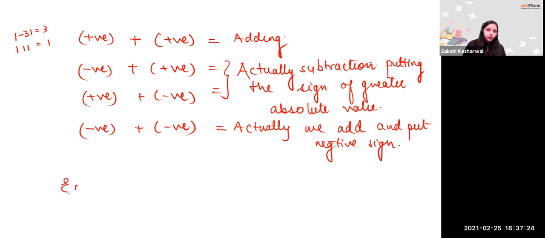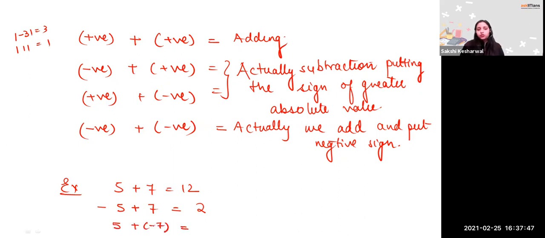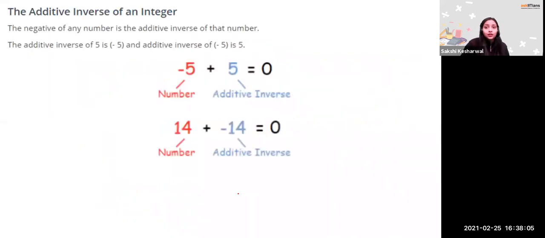So if I give you an example like 5 plus 7, your answer is what, beta? 12. Now if I write -5 plus 7, you will be subtracting and putting the sign of the greater absolute value. So this will be 2, positive. If I write 5 plus -7, you subtract and put the greater negative value's sign, so it equals -2. But if I say -5 plus -7, you add and put the negative sign, so this equals -12. This we have done last year.